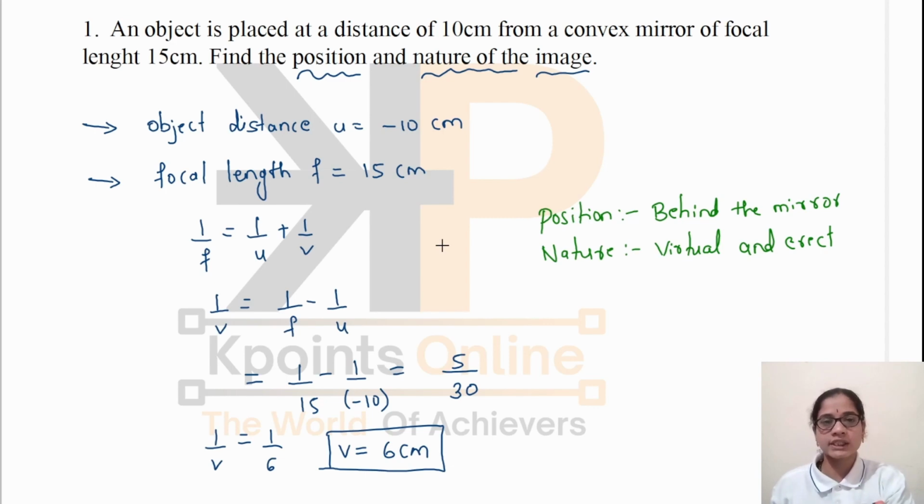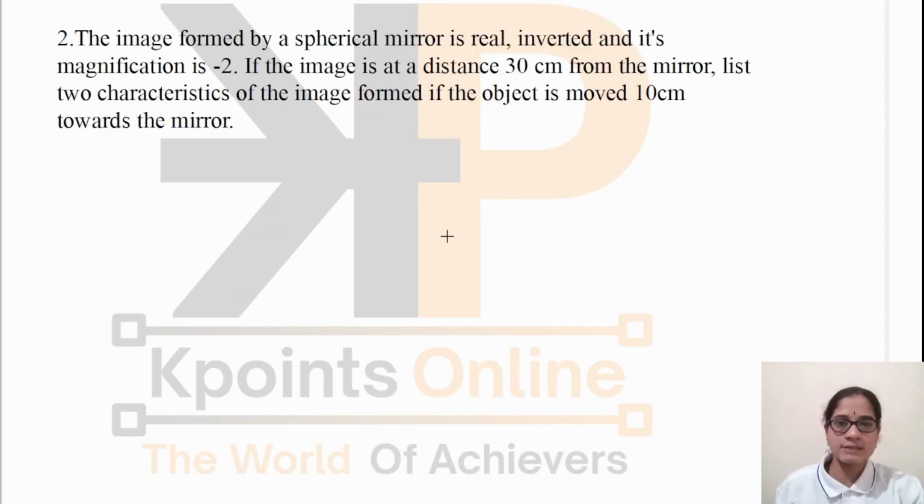Now let's see one more question here. The image formed by a spherical mirror is real, inverted, and its magnification is -2. If the image is at a distance of 30 cm from the mirror, list two characteristics of the image formed if the object is moved 10 cm towards the mirror. We have to find out the characteristics of the image formed. For that, we should know actually where the object is. They have given, we have to find out the characteristics when the object is moved 10 cm towards the mirror.